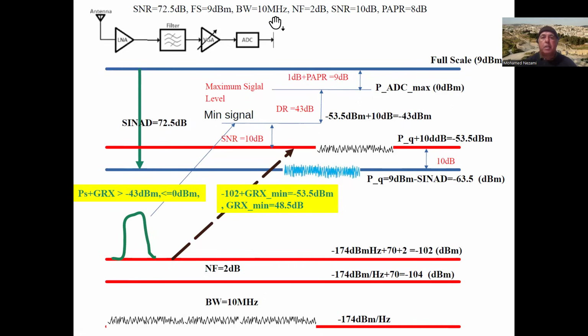In this case, I said 2 dB is the noise figure, so go up by 2 dB, which is your broad background is going to be amplified by 2 dB. So you're at minus 102 dBm. This is your noise floor.